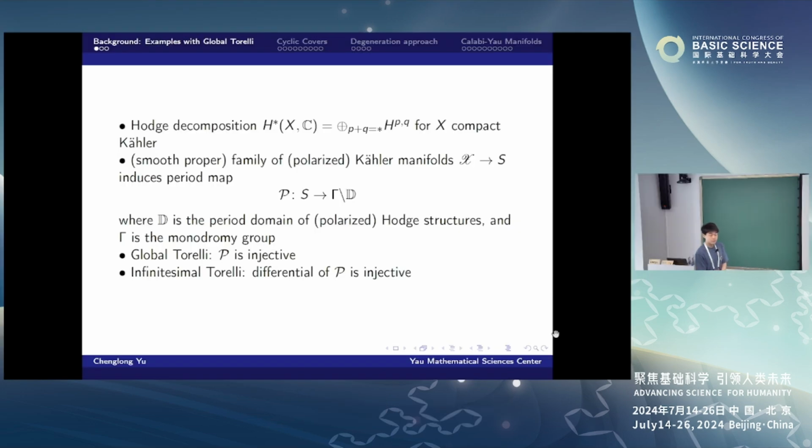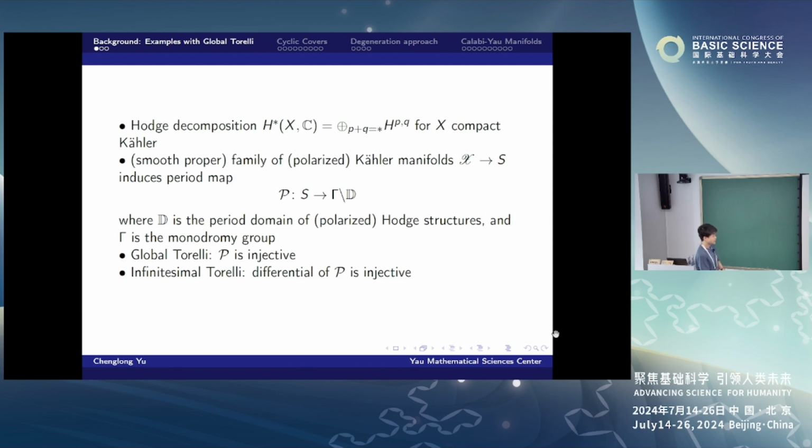Is a period domain of polarized Hodge structures. Basically, it remembers the bilinear form defined on cohomology and also the positions of this H^{p,q}, this Hodge decomposition. And this gamma comes from the local system of this cohomology form to X.